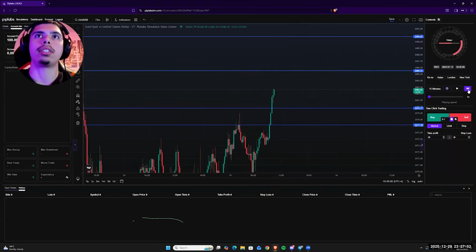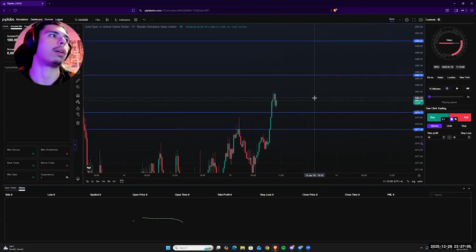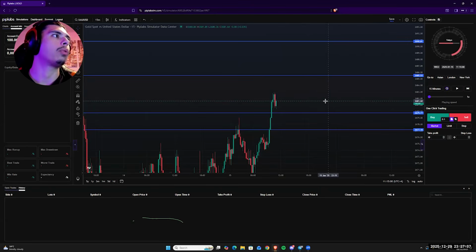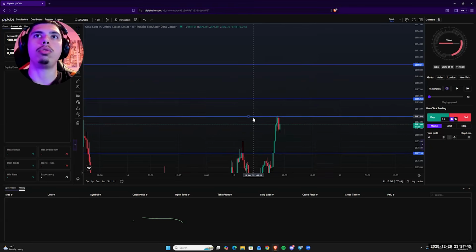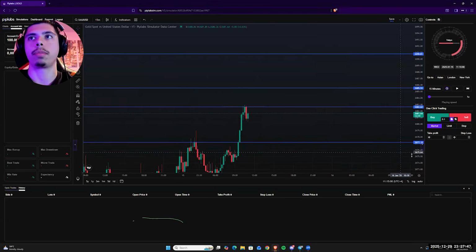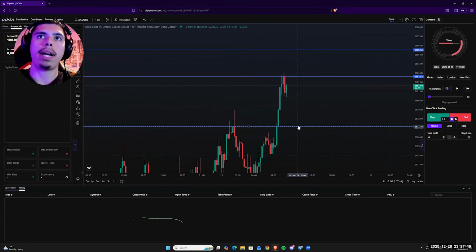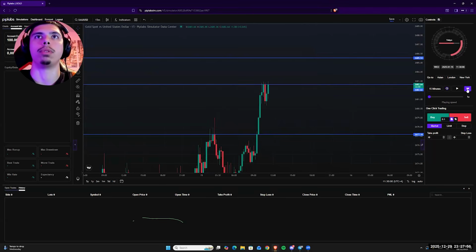So again, still pushing here. Now we start some form of pullback. Huh? So this is important for me, to start to see some form of pullback here. So what I want to see now is, we created a new level here, right? This is our new level. Either we pull back to this level or before it, I don't mind, and I'll take buys back up, or we clear this level. So now we skip, we see.